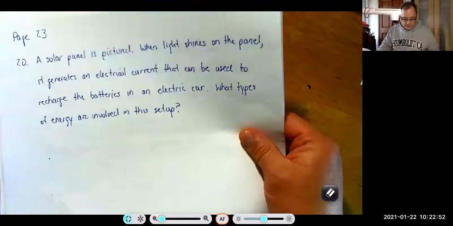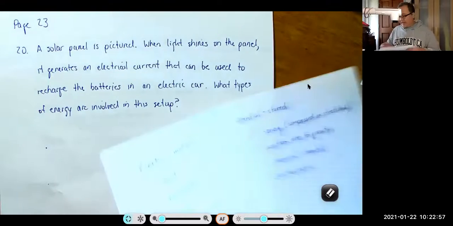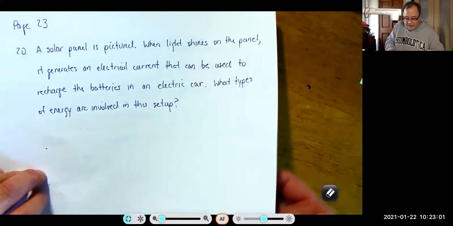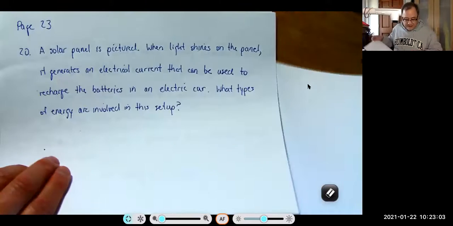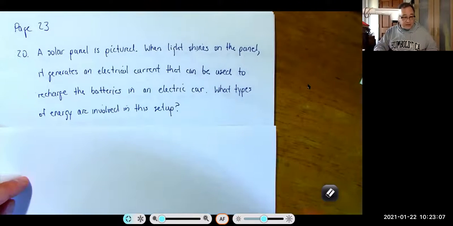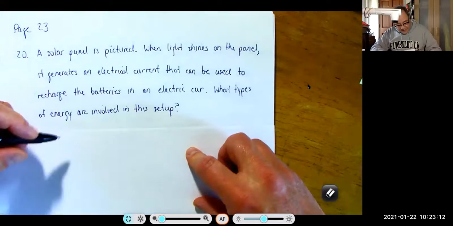Okay, so if we go back to this problem here, it says a solar panel is pictured. When light shines on the panel, it generates an electric current that can be used to recharge the batteries in an electric car. What types of energy are involved in this? Well, definitely kinetic.